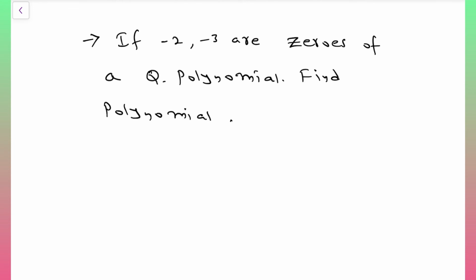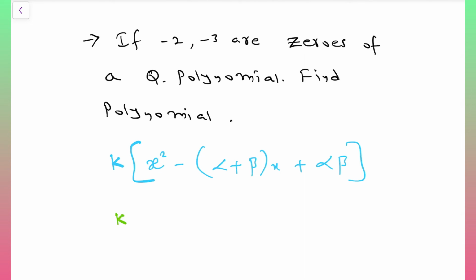Whenever two zeros are given to find a quadratic polynomial, the formula we will use is k into x square minus alpha plus beta into x plus alpha beta. K is a constant. I will use that in the last step, so till the last step we will write the k as it is. Next, alpha and beta are zeros of the polynomial. K as it is into x square minus alpha, the first zero is given as minus 2, beta minus 3, into x plus alpha minus 2 into beta minus 3.